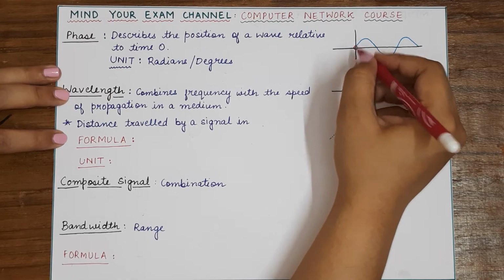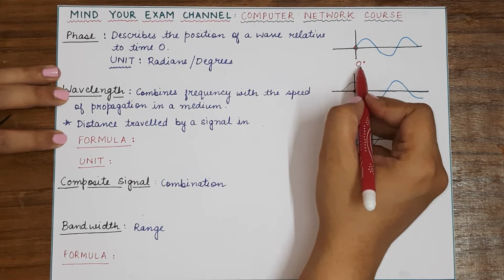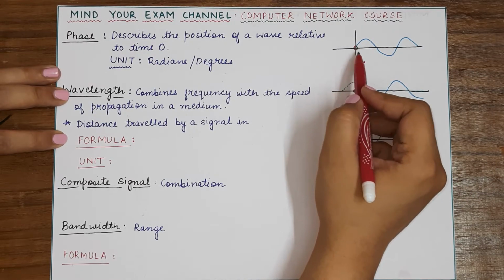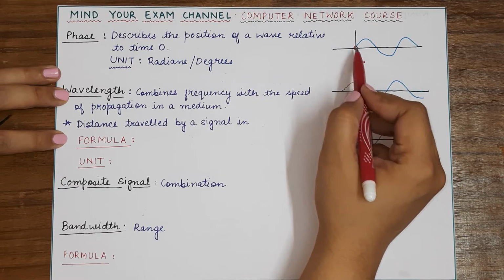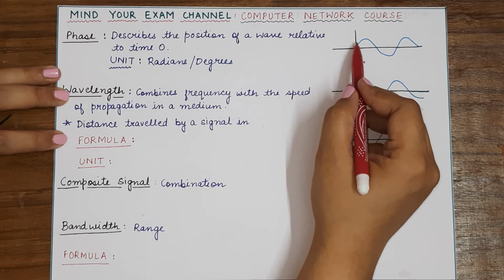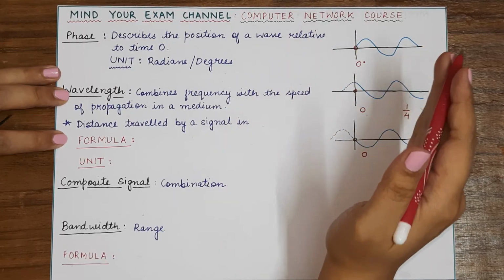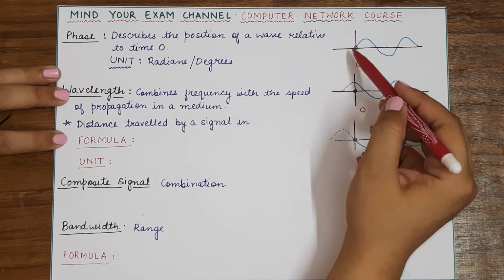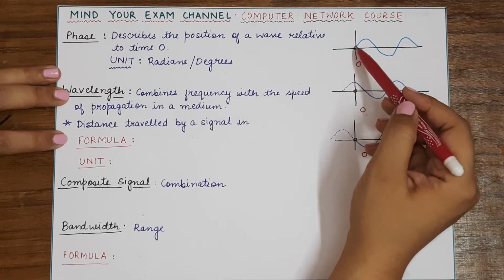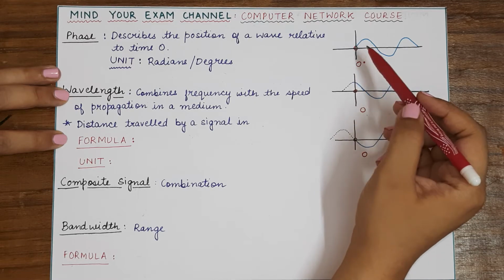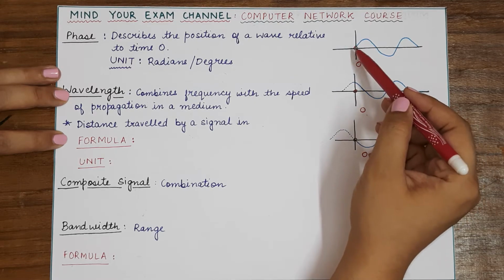So this is a wave at phase 0 degree. 0 degree means that the amplitude at time 0 is 0 and the wave is not shifted at all. So this is a typical sine wave which is starting at 0 amplitude.